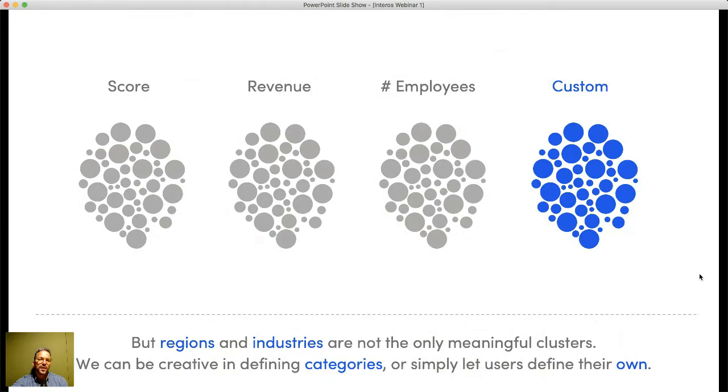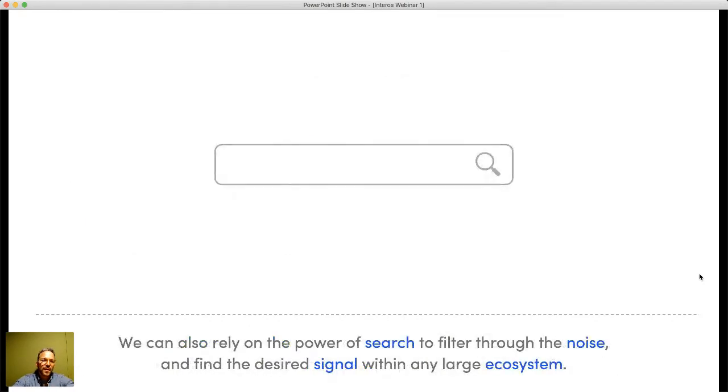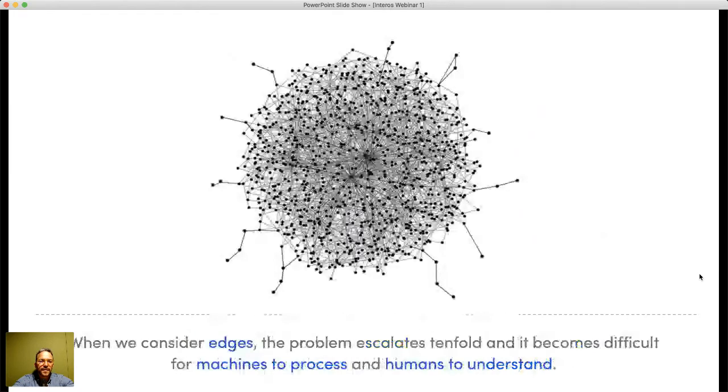We have this feature that anyone can create a custom group of entities based on whatever criteria they have. This could be low performing companies, or companies close to me, whatever the criteria is, it's a custom way of grouping companies. It's also easier that way, because if you want to monitor them on a regular basis, it's a custom group that you have defined yourself. We can also rely on the power of search to filter through the noise and find a desired signal within any large ecosystem and supply chain.